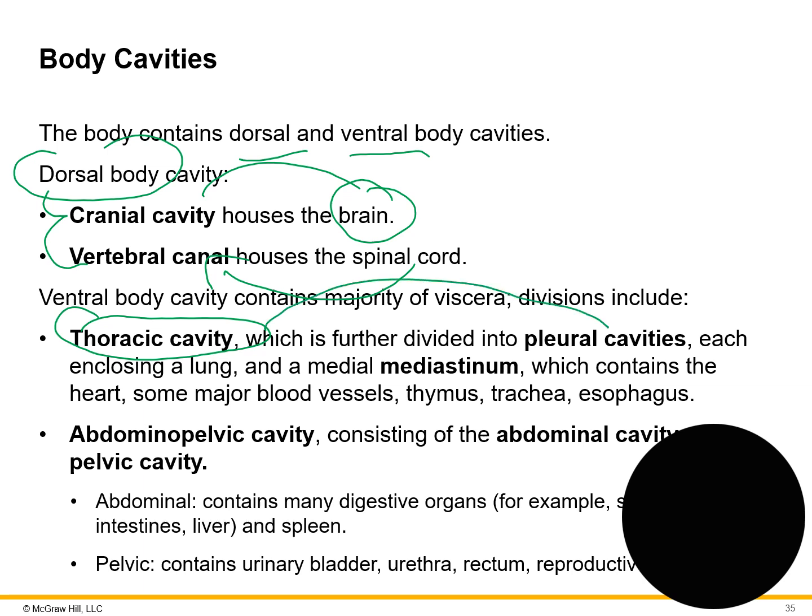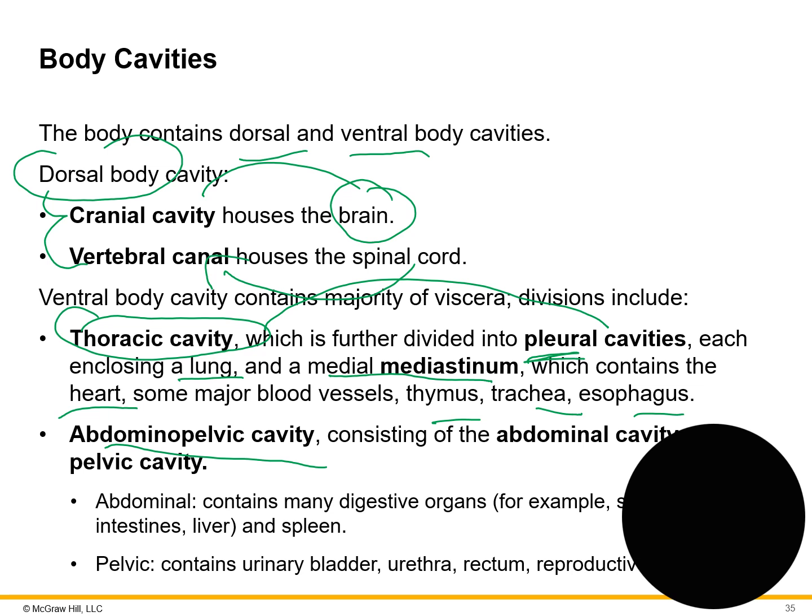Pleura means something to do with the lungs. The lungs stay in the pleural cavity, and in the middle is the mediastinum, which contains the heart, some blood vessels, thymus, trachea, and esophagus. All these things stay there. Then the abdominal pelvic cavity.